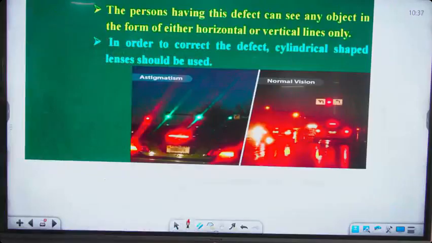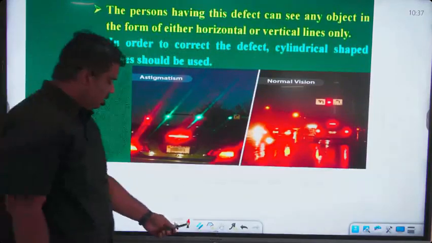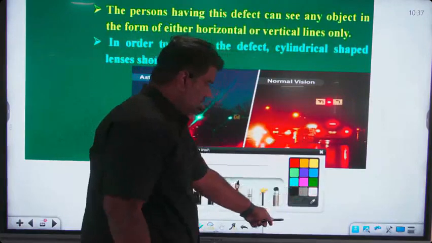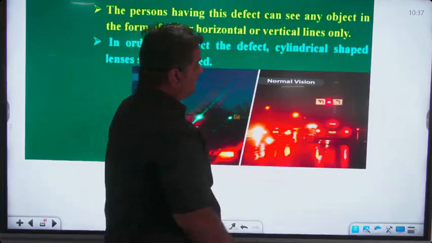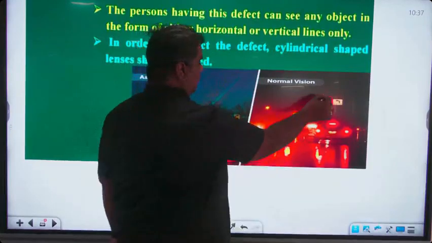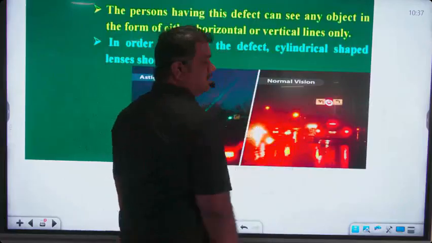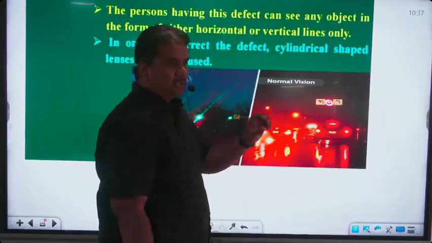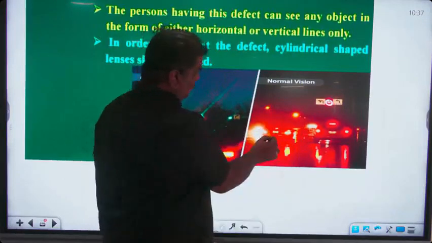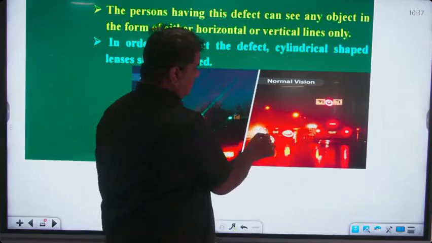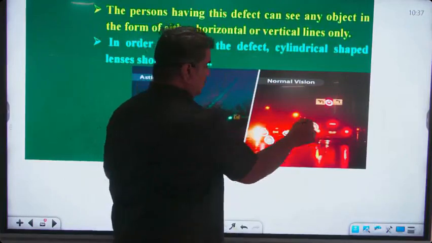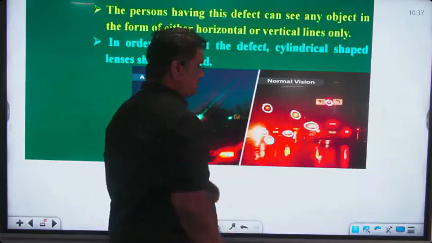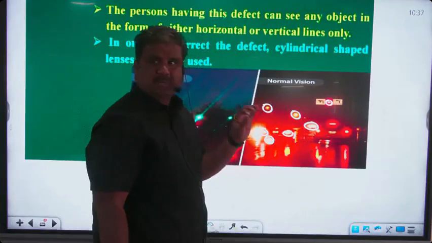Now here you can see two images. The first one is astigmatism and the other one is normal vision. What is the difference in these two cases? Any person who is having a normal vision can simply spot where the light source is. So this is a headlight, this is a headlight, or the tail lights, whatever it is, we are able to easily identify these as light sources.